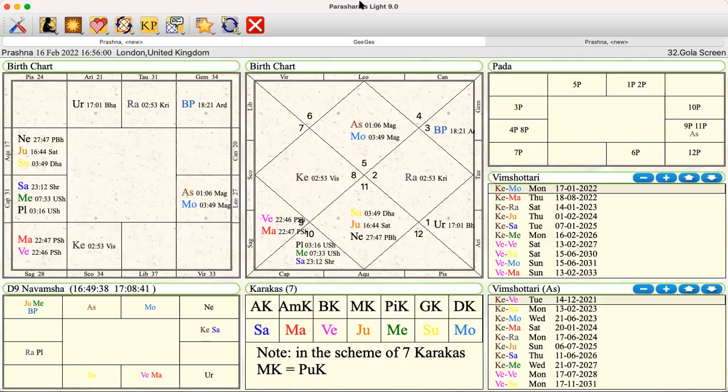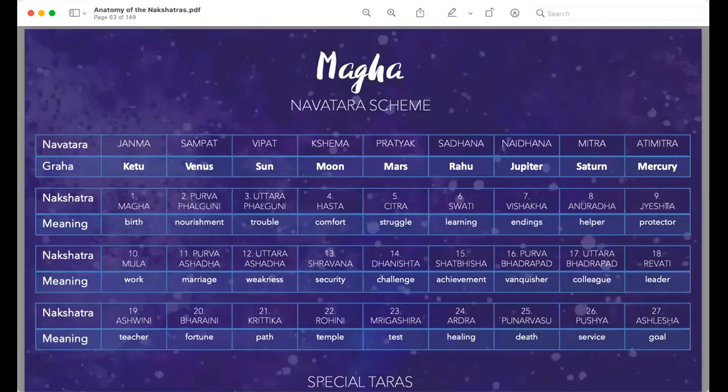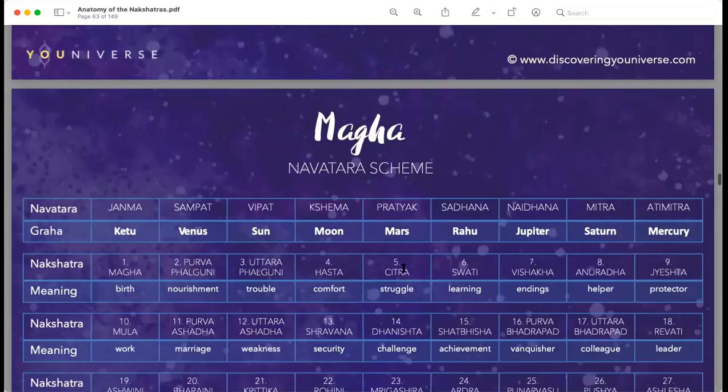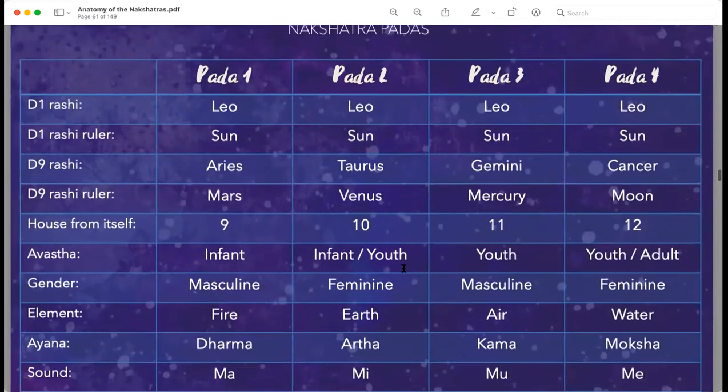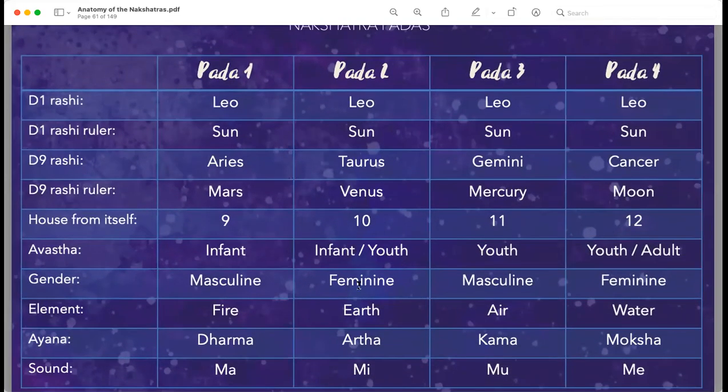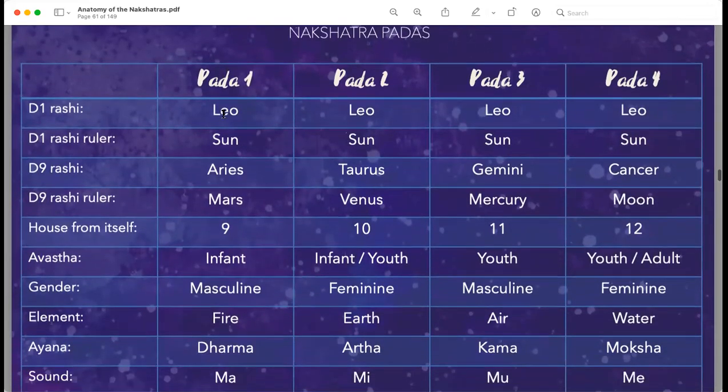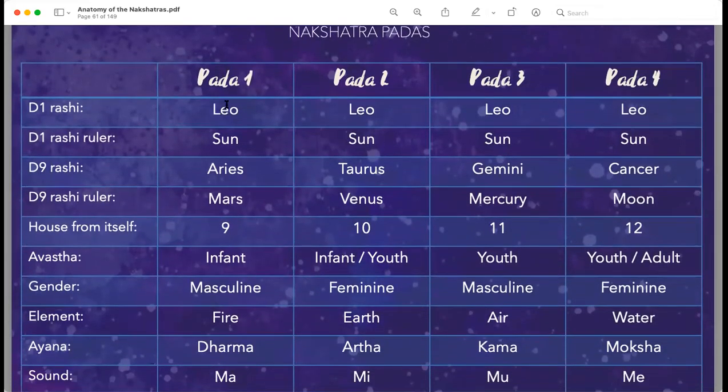But I just want to show you something else, because I don't want you to think that just because Sun rules Leo, it is comfortable at every degree of Leo, because that's definitely not so. For one thing, any planet in the first 3 degrees 20 of Magha will go into Aries in the Navamsha. So that means the sun will be exalted. So that will be a really strong sun.